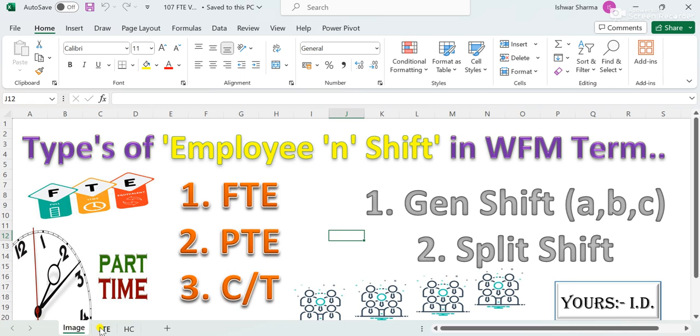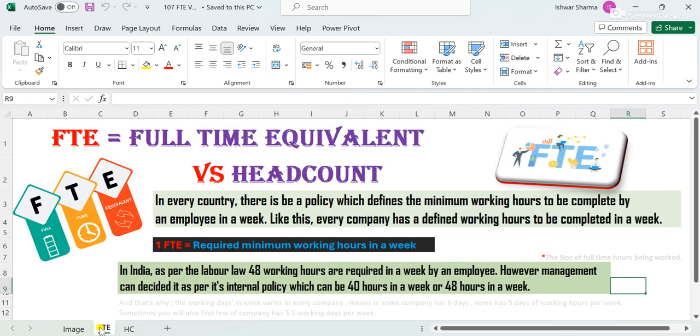Okay, so we move to FTE. This is our point to discuss today. FTE means full-time equivalent. Some people say full-time equivalent, or some people say full-time employment, but actually it is full-time equivalent.